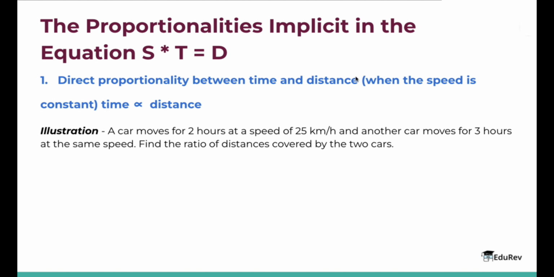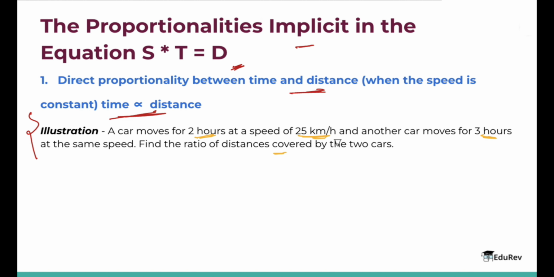The next concept is that proportionality is implicit in the equation speed into time equals distance. Now, direct proportionality between time and distance when speed is constant, that is, time is directly proportional to distance. Let's understand this concept with the help of a question. The question says: a car moves for 2 hours at a speed of 25 kilometers per hour and another car moves for 3 hours at the same speed. Find the ratio of distances covered by the two cars.